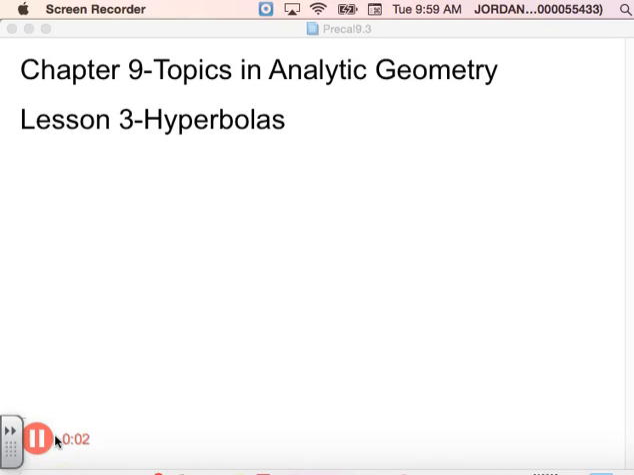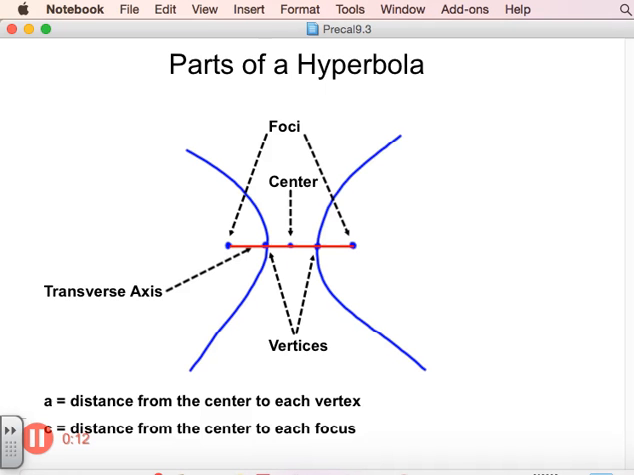All right, in this lesson, we're going to talk about the last type of conic section, hyperbolas. We've already talked about circles, parabolas, and ellipses. So hyperbolas are probably a new shape for you. This is a hyperbola right here that you can see in blue. And we'll talk about the parts of a hyperbola.